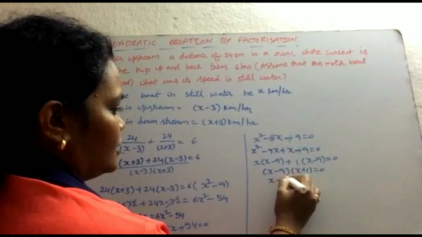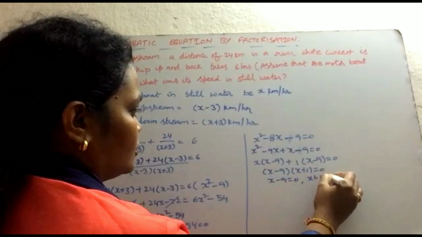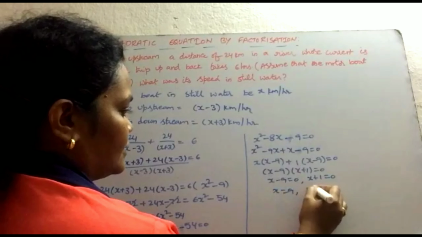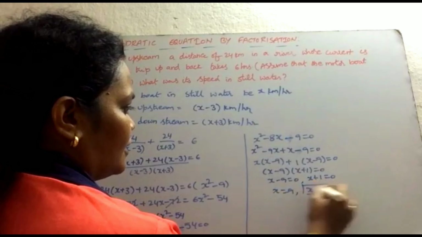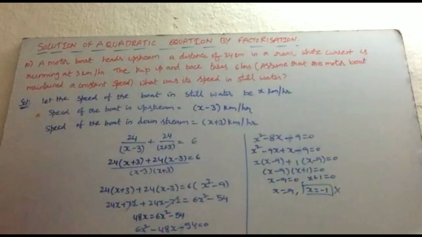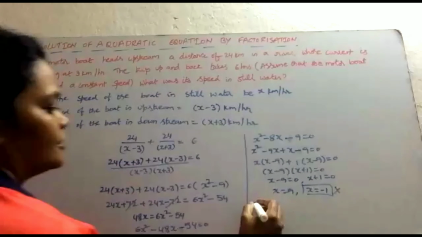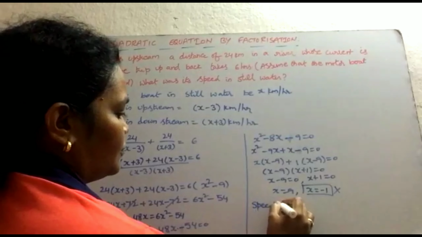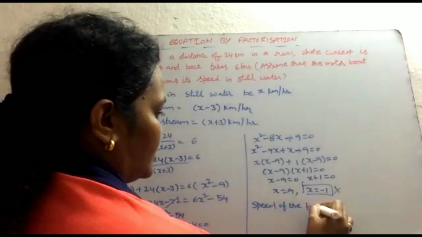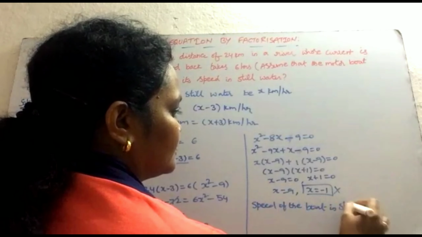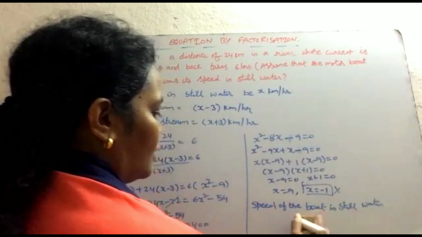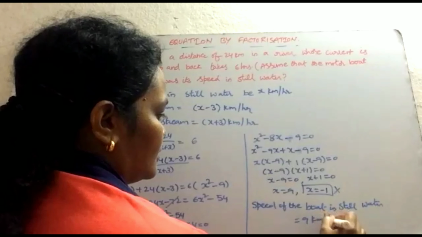So x minus 9 is equal to 0, x plus 1 is equal to 0, x equal to 9, x equal to minus 1. But we do not take the negative value. So x equal to 9. So the speed of the boat in still water equal to 9 km/h.